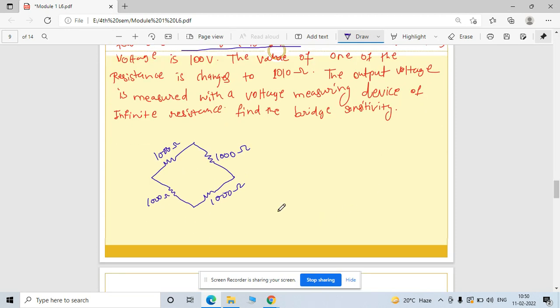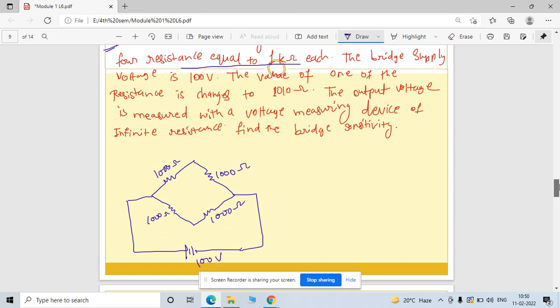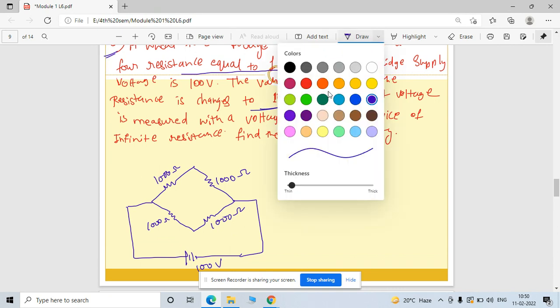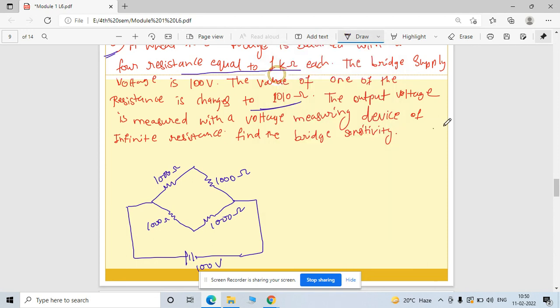Okay, according to that question, the supply voltage is 100 volt. So this 100 volt battery is connected to this bridge. Now the value of one of the resistances is changed to 1010 ohm, which means there is a deflection by the value of 10 ohm.